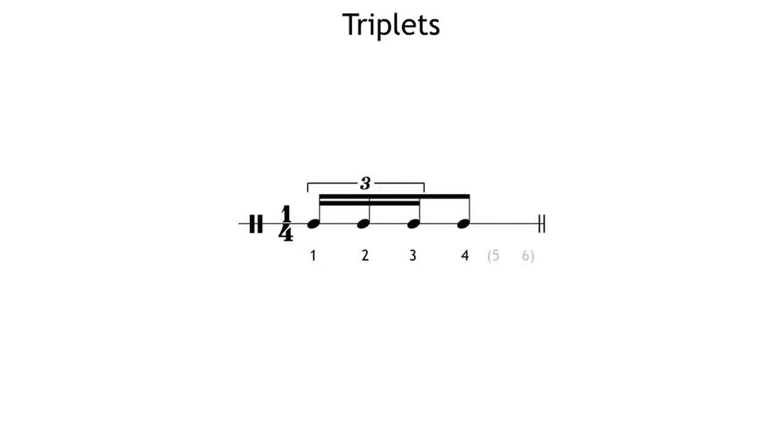1, 2, 3, 4, 5, 6, 1, 2, 3, 4, 5, 6, and that is my submetric triplet, each triplet taking up half a beat.